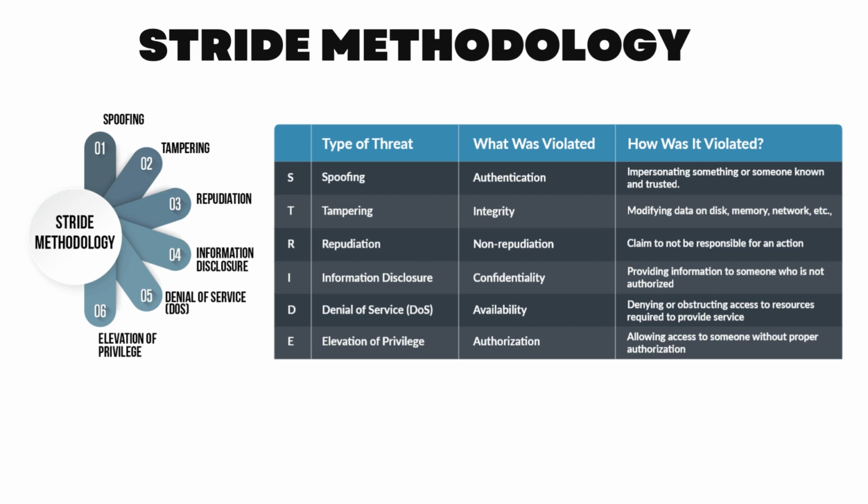Basically, it's the ability of a party to deny that they're responsible for performing some action. You need to make sure that this threat occurs when the user claims they did not perform an action and you can't prove it. Like a data transaction, then they say, no, I never did this transaction.